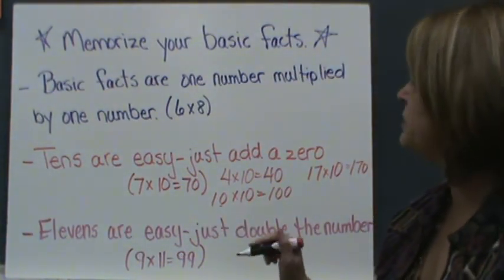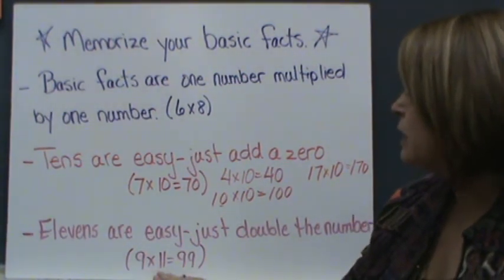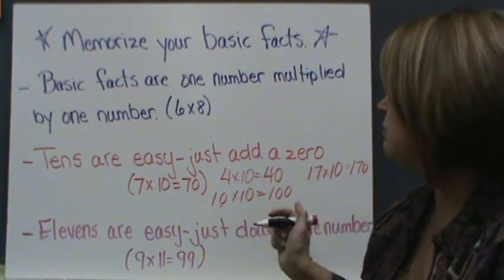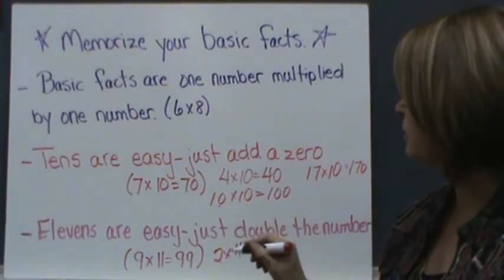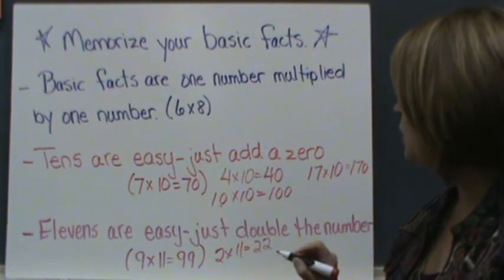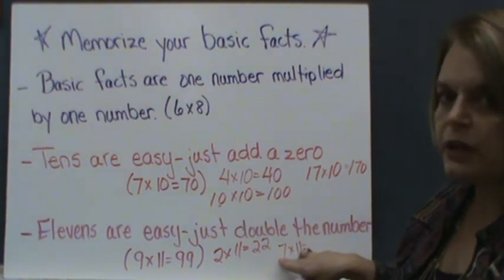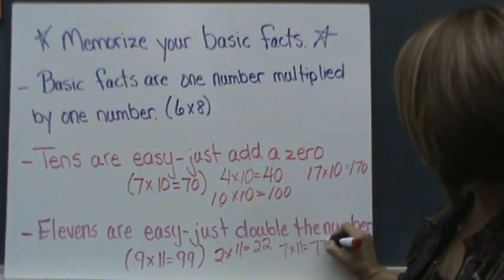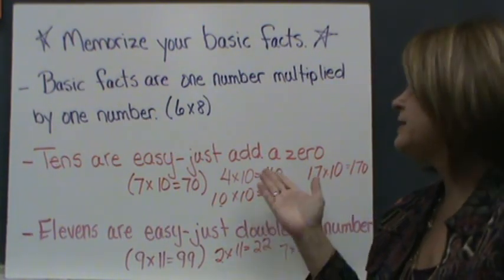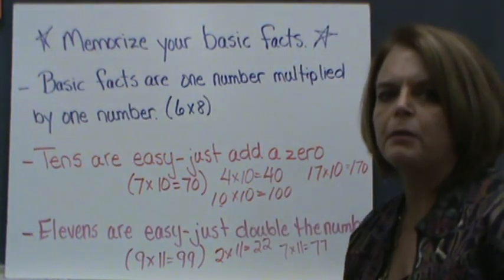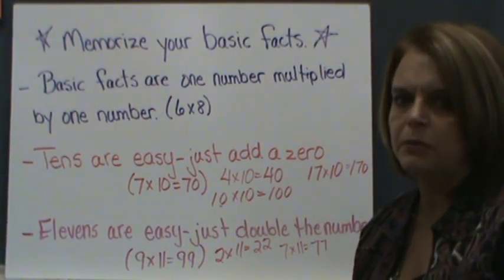11s are easy also because all you're going to do is double the other number. So if I have 9 times 11, my product is going to be 99. What about 2 times 11? I'm going to double the other number. It's 22. What about 7 times 11? I'm just going to double the other factor. It's going to give me 77. So memorize your basic facts. 10s are easy, 11s are easy. You skip count by 2, you skip count by 5, your 1s are easy. So you've really already mastered a lot of your multiplication facts.